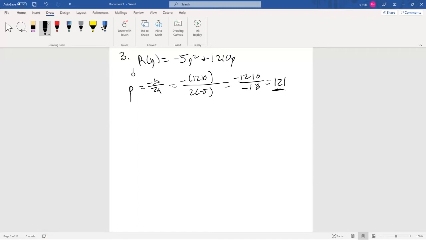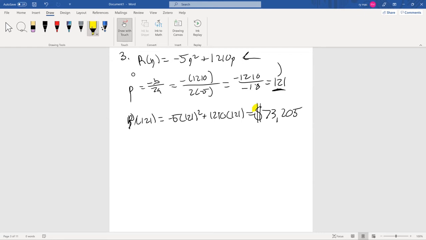But they weren't looking for that value. They want to know how much they're going to make. So we've got to plug it into our original. We're going to find R of 121. That's going to equal -5 times 121 squared plus 1,210 times 121. Plugging that into your calculator, I already have the answer provided for me. That's going to get you 73,205.